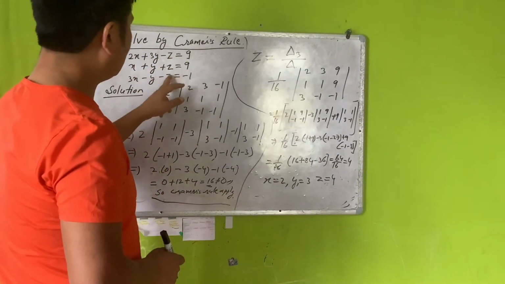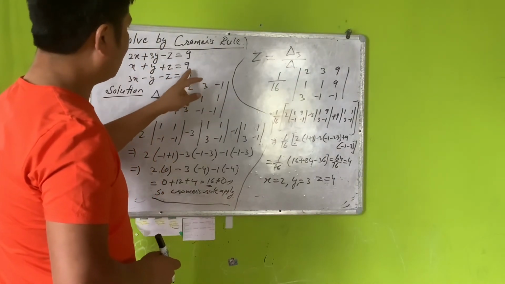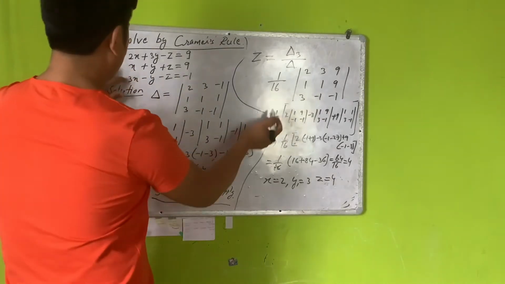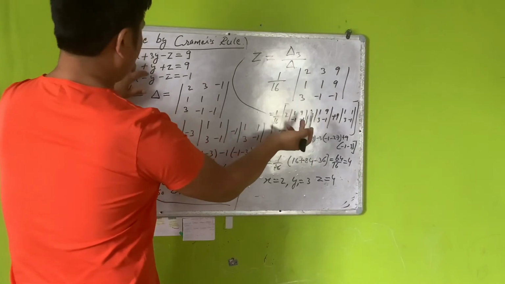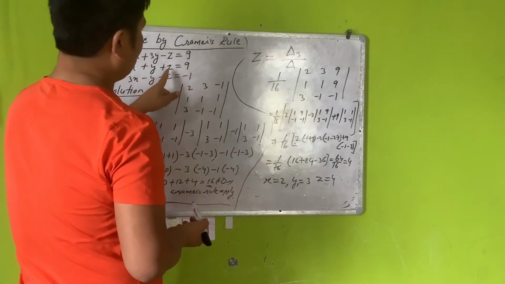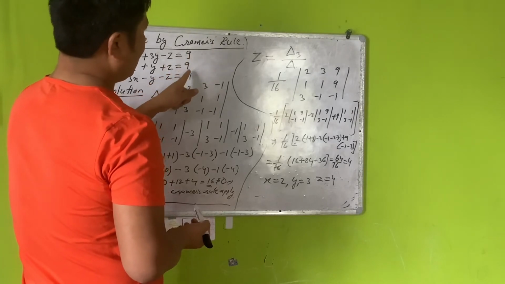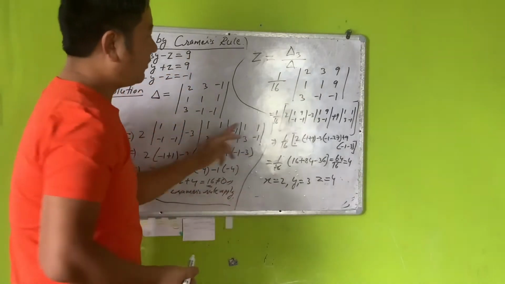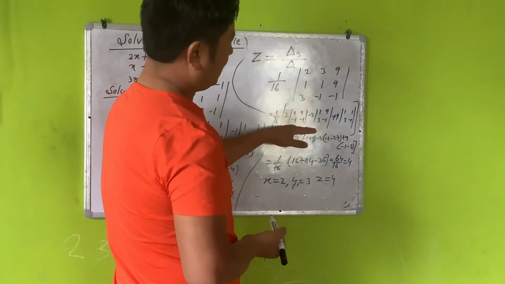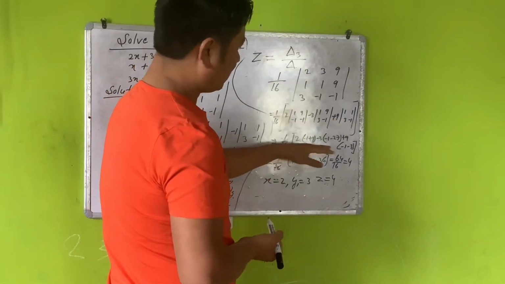You have to ignore this. Instead of this, you have to write 9 9 1. So simply you have to write 2 1 3, then 3 1 minus 1. Then instead of writing z 1 1 1, you have to write 9 9 minus 1. Okay. So solve it. It will be 1 by 16. You have to solve furthermore. It will be like this.